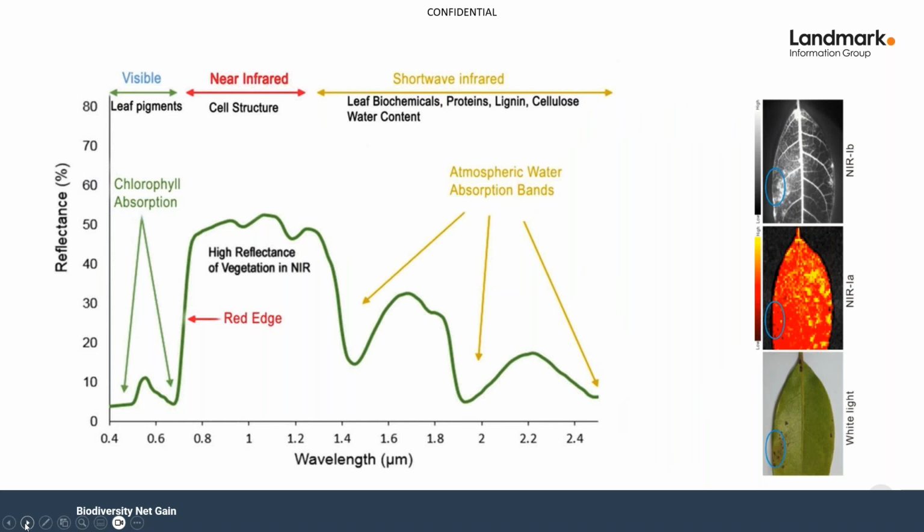So here I've got my wavelength at the bottom of my figure, and I have the reflectance. That looks at the amount reflected from the physical substrate or plant in this case. You can see the visible spectrum on the far left of the diagram. There's a little bit of reflectance in terms of percentage, but the big bulk of the reflectance comes in the near infrared.